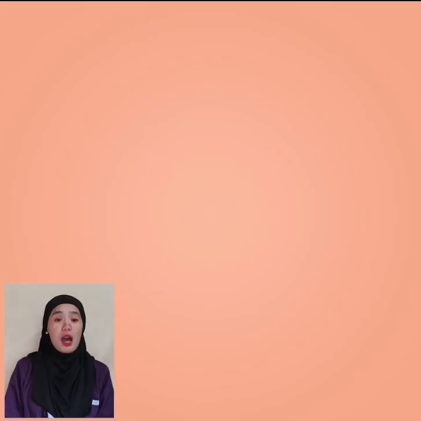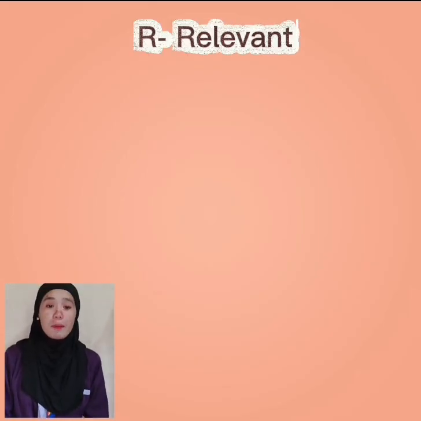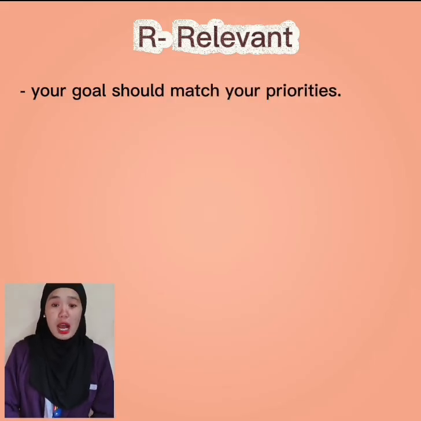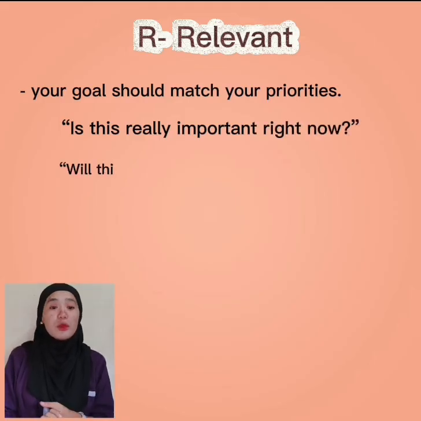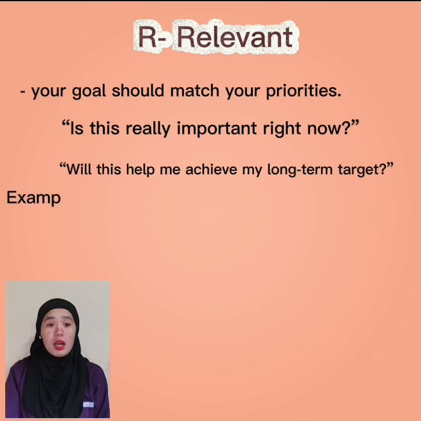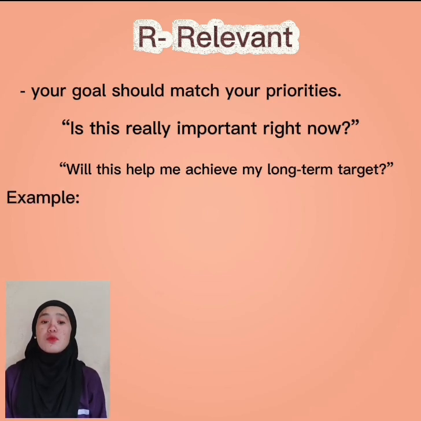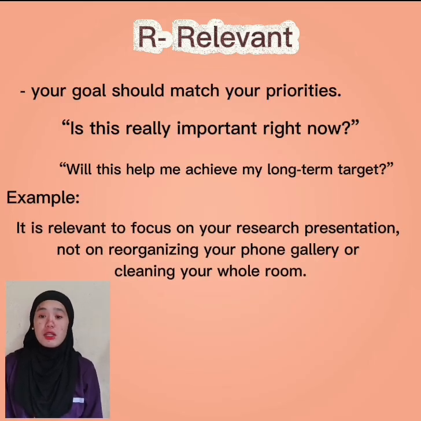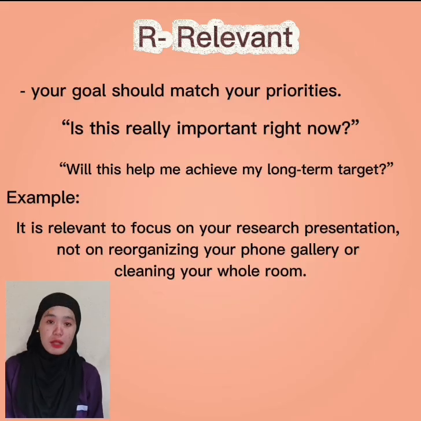So let's proceed to the R, which is relevant. Relevant means your goal should match your priorities. Ask yourself, is it really important right now? Will this help me achieve my long-term target? Example, if your final defense is next week, it is relevant to focus on your research presentation, not on organizing your phone gallery or cleaning your whole room. Relevant goals direct your energy to what truly matters.